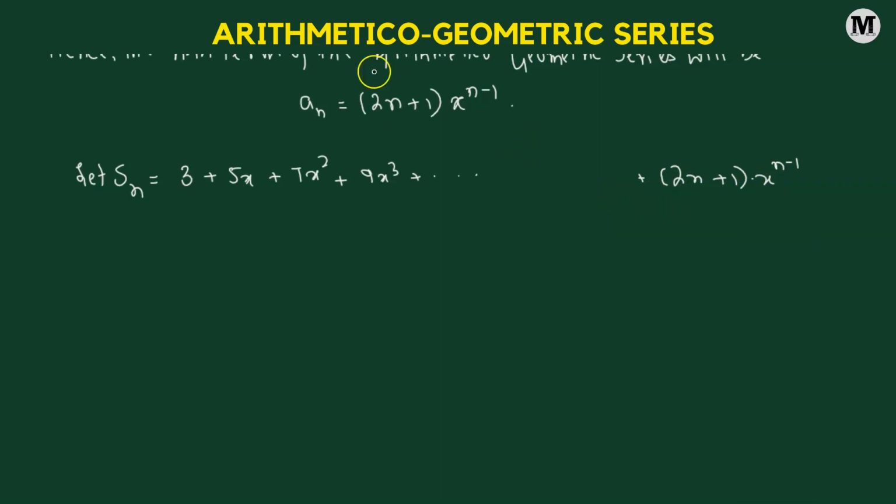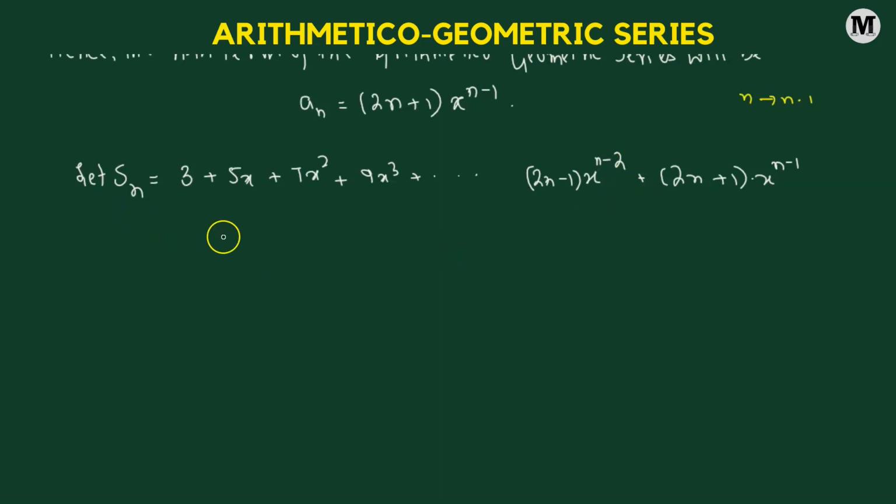Now the second last term is a simple task. All you have to do is replace n with n minus 1. That means when we substitute n with n minus 1 in 2n plus 1, that's going to give us 2n minus 1. And this will get multiplied by x raised to the power of, so the last term has n minus 1. If we substitute n with n minus 1, then we have x raised to the power of n minus 2.